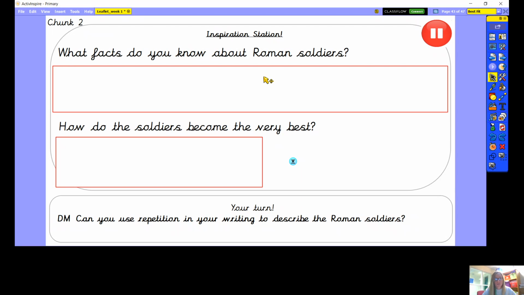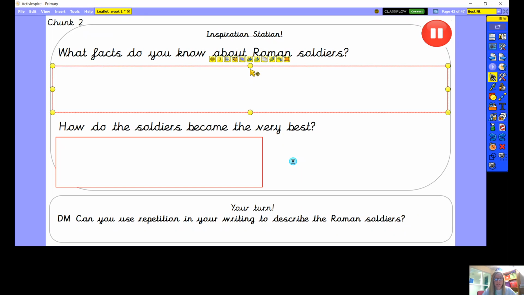So this is just notes in your chunk 2. You can just write some notes down that you can then add into full sentences afterwards. And then I want you to think about, how do soldiers become the very best? Why are Roman soldiers the best soldiers? Why are they so much better than Celtic soldiers? What type of soldiers are the best Roman soldiers? So pause the video now while you look back through your research and jot some ideas down now to use in this chunk of writing.